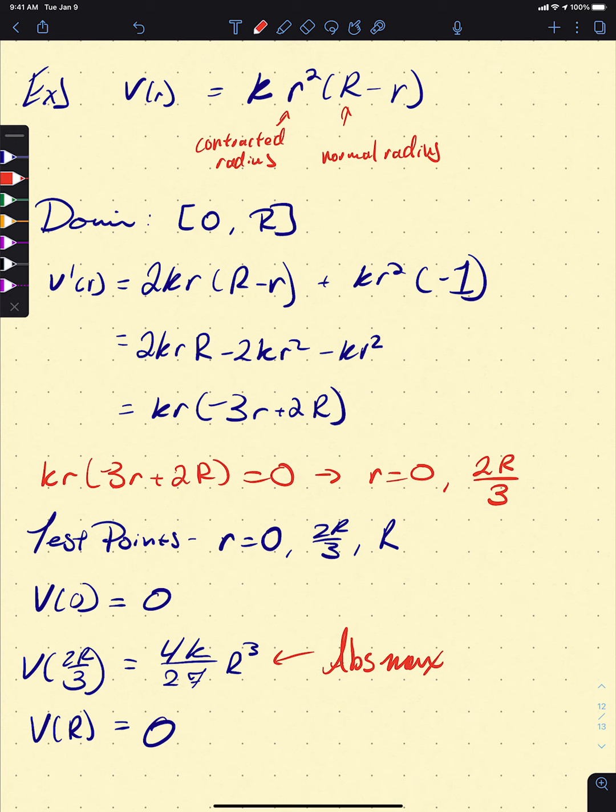So this is going to tell us that if we're looking to maximize the velocity, then the trachea should contract to 2/3 of its normal radius, okay?